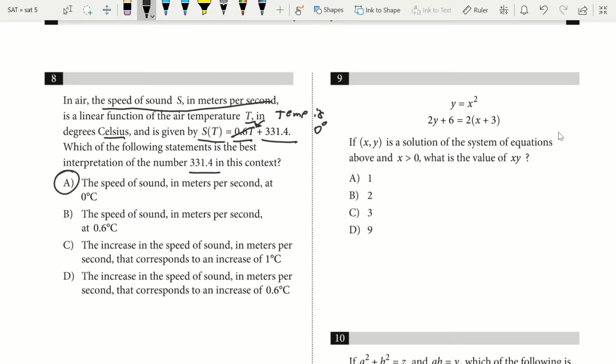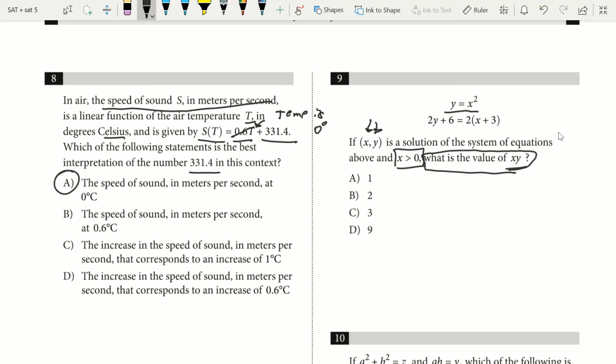Question 9. If (x, y) is a solution of the system of equations above and x is greater than 0, which just means x is positive, what is the value of x times y? So we want to make sure we pay attention to our end question here. We're not asked for x or y or their coordinates. We're asked for x times y. So we'll first find the coordinates, then we have to remember to multiply them.